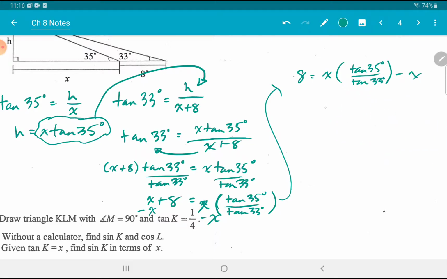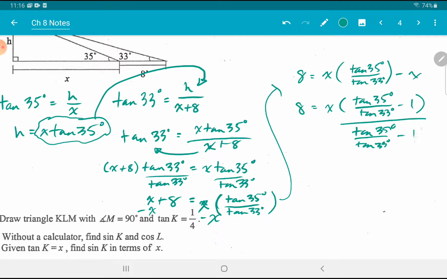Let's factor out the x, and what we're left with is tangent 35 degrees over tangent 33 degrees minus 1, and that's equal to 8. One last step: we want to solve for x, so we just divide both sides by tangent 35 over tangent 33 minus 1. Just like that, and that'll give us our value. At this point, we just plug into our calculator.